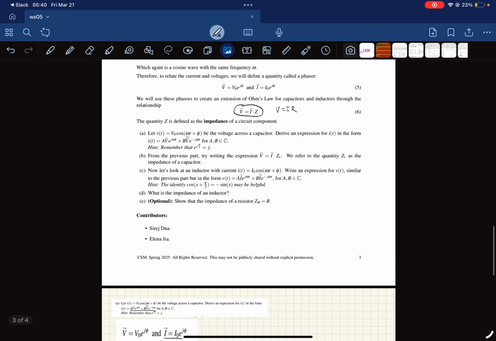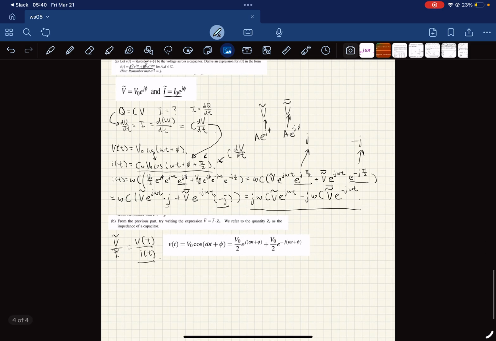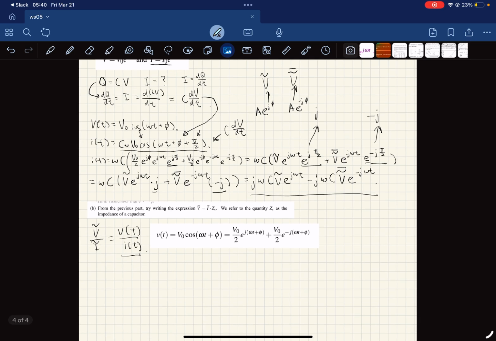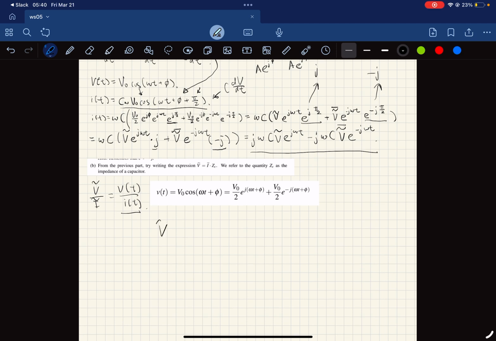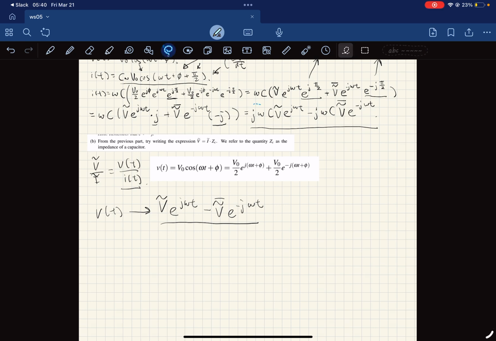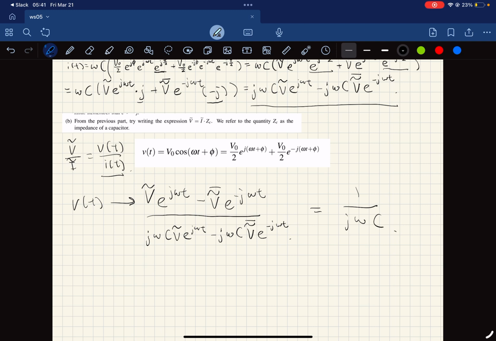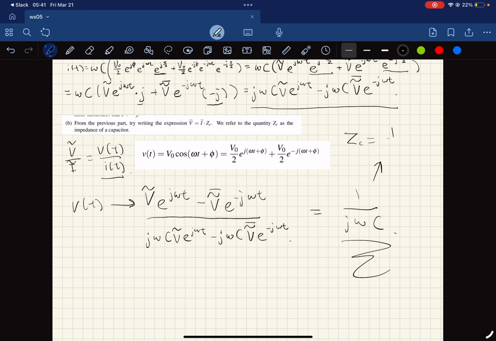If we divide, we'll end up getting that the phasor V, so this is V of t, which we can derive from Euler's formula from the beginning. And then if we divide it by I of t, which is this expression, we're going to get what we expect, which is 1 over j omega C. So this proves to us that Z sub C is equal to 1 over j omega C.